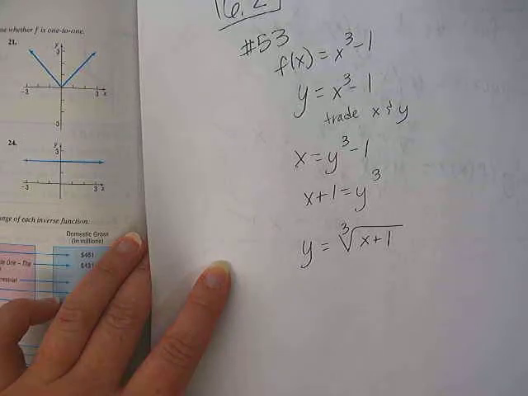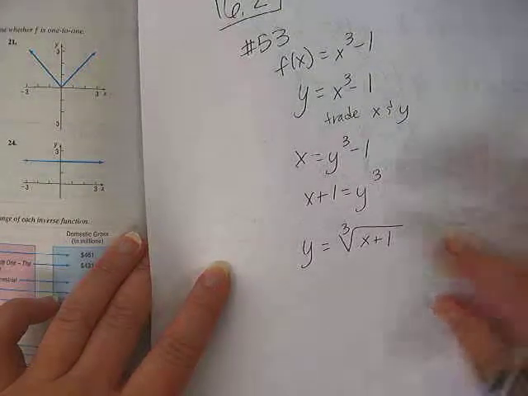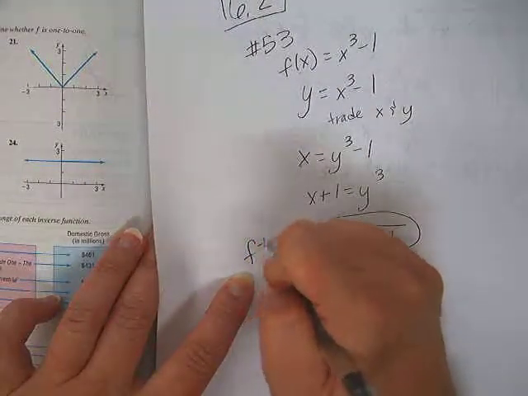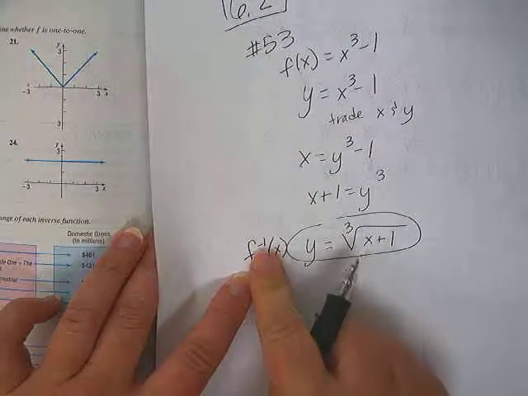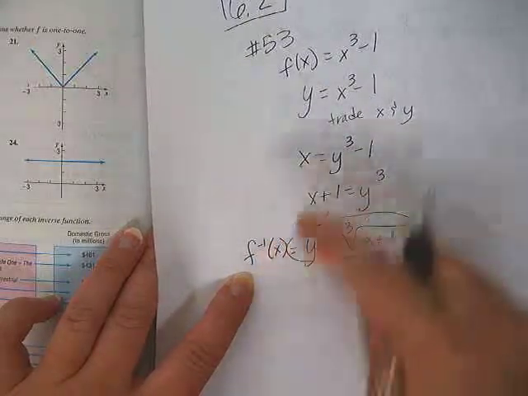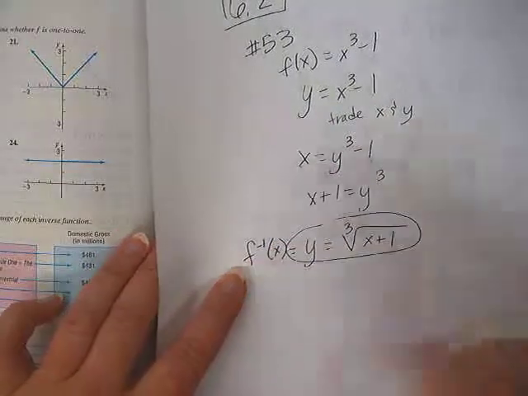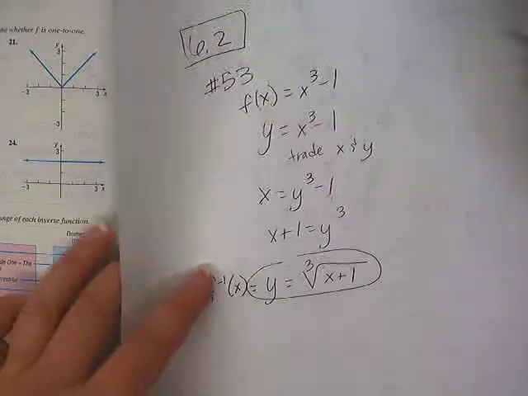Remember, when you're doing a square root or a fourth root, you would need to do a plus or a minus at that point. But because it's a cube root, you don't, because if it's positive, it's positive, and if it's negative, it's negative. Okay, so we now have the inverse function. Sometimes we call the inverse function f to the negative 1 of x instead of f of x, just to differentiate between the function and its inverse.